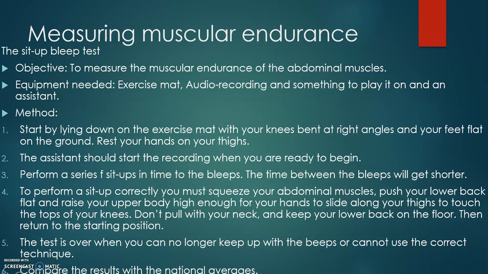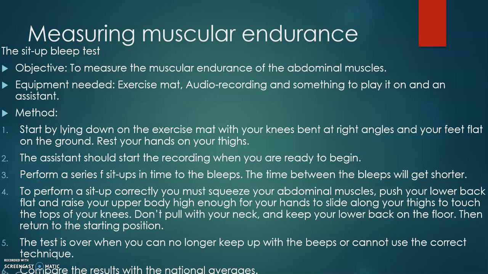You lie down on the exercise mat with your knees bent at right angles and your feet flat on the ground. You rest your hands on your thighs. You start the recording once you're ready, and you perform sit-ups in time to the bleeps. The time between the bleeps gets shorter, just like the multi-stage fitness test.